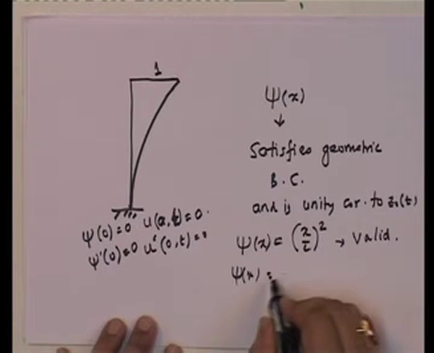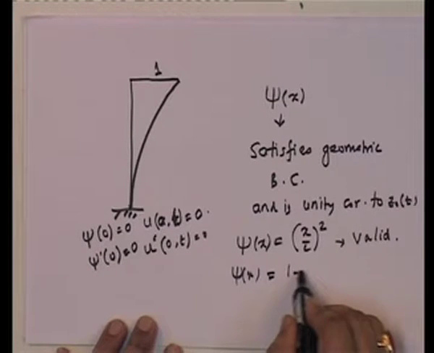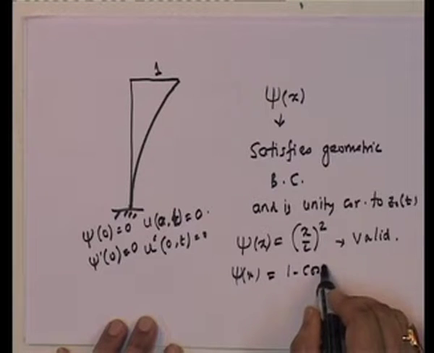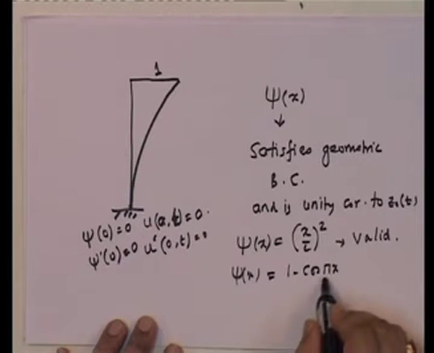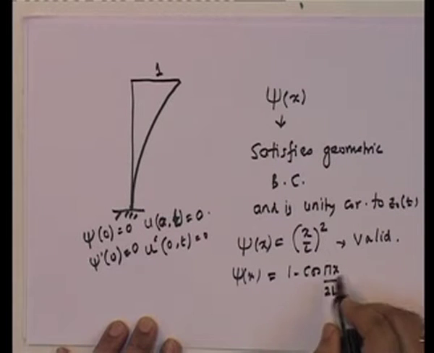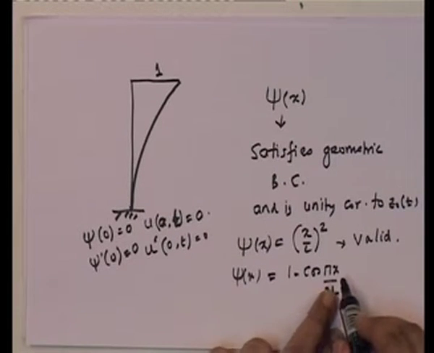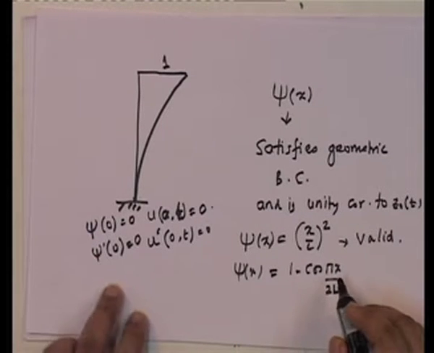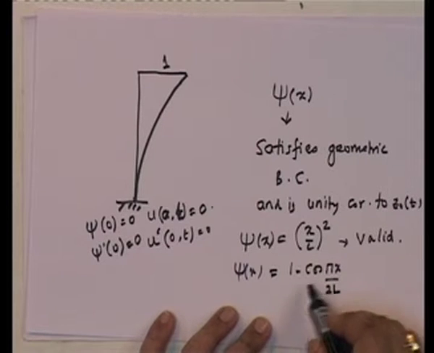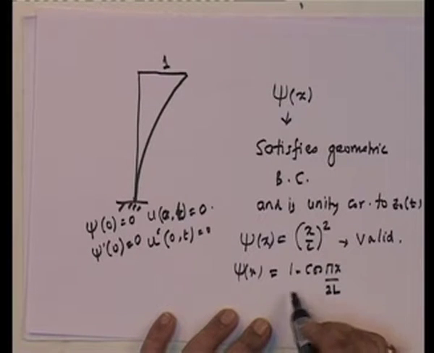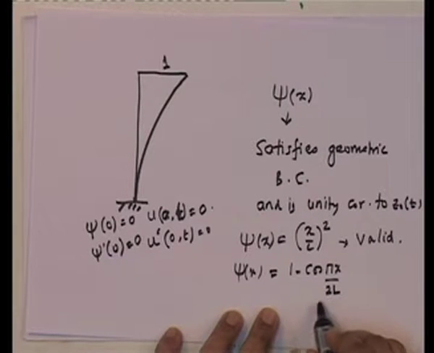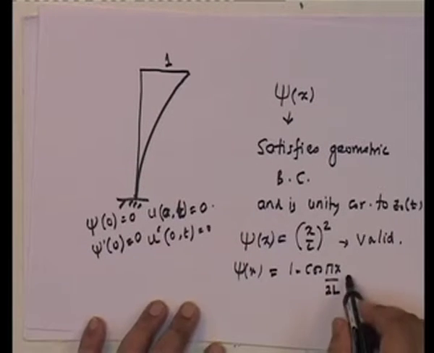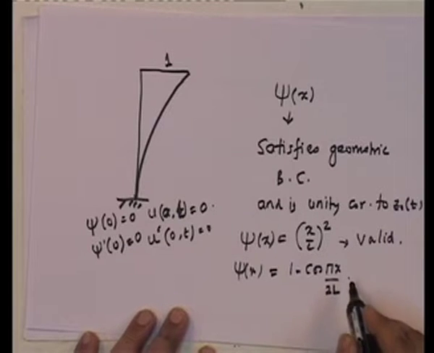Another xi(x) is 1 minus cosine of pi x by 2L. Let us look at this. If I put x equal to 0 here, it becomes 1 minus 1, so it becomes 0. Then I differentiate it, and it becomes pi upon 2L times sine of pi x upon 2L. Put x equal to 0, this becomes 0. So, this is also an equally valid function.